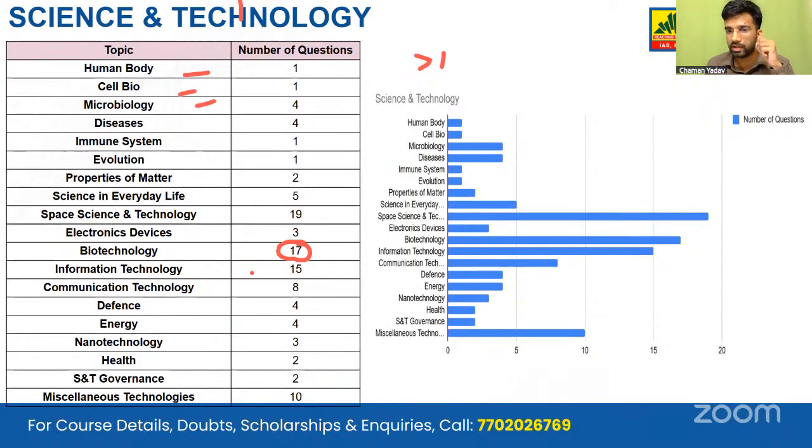Similarly, computers and information technology, the basic computing, also on average we get one question every year from this. Communication technology, the satellites, governance, how science and technology is helping in governance, energy, nanotechnology. We have seen a question on nanoparticles coming a couple of years back. Others we have miscellaneous technology, like artificial intelligence, deep learning, these sort of technologies are in miscellaneous technology. Another very important one is space science and technology, 19 questions.